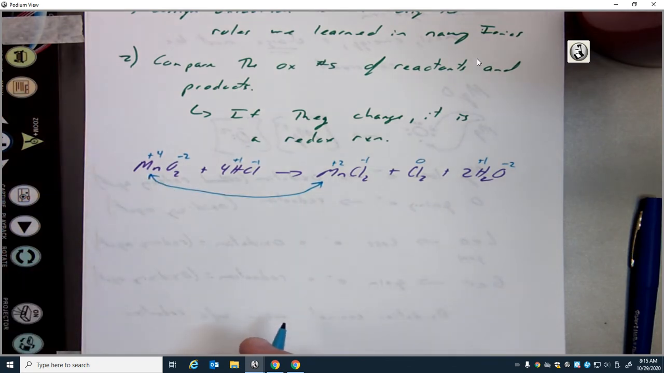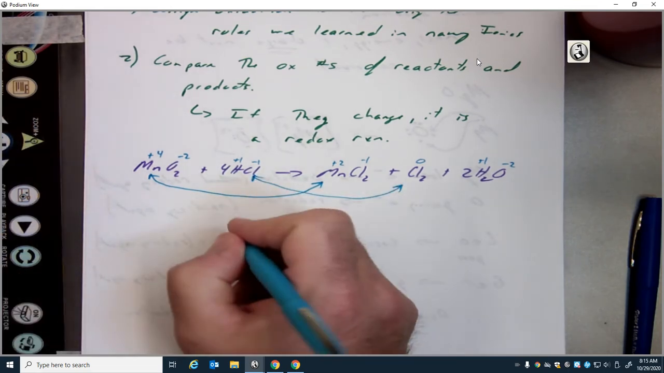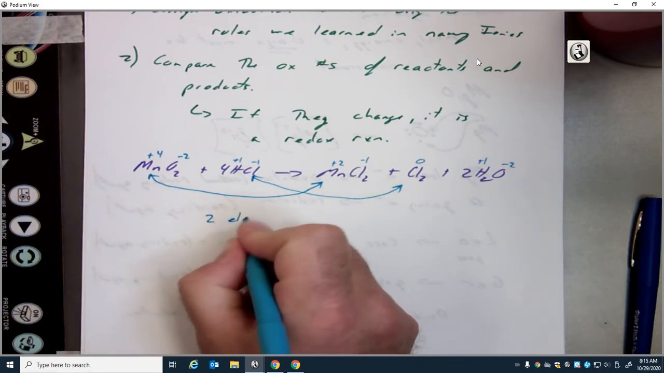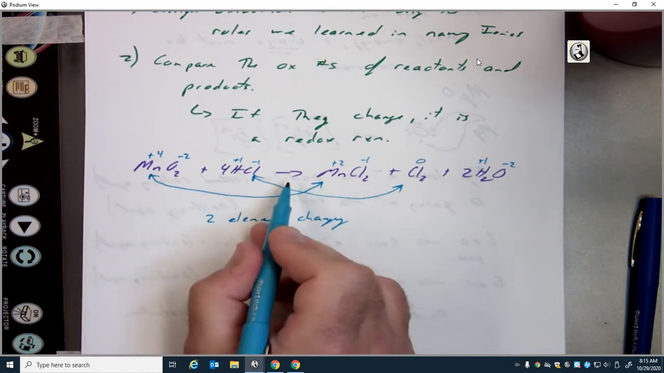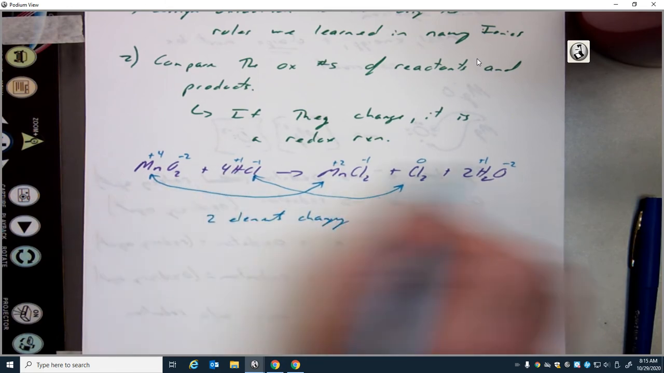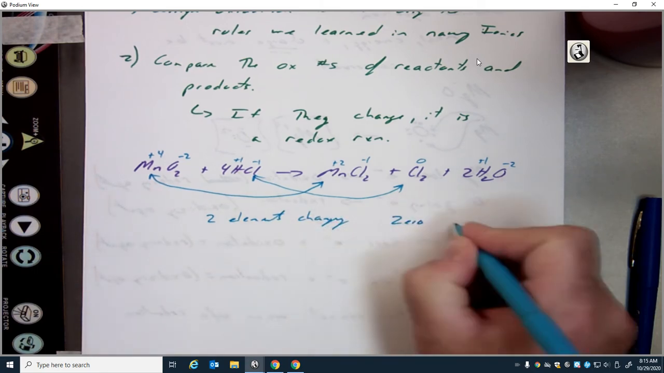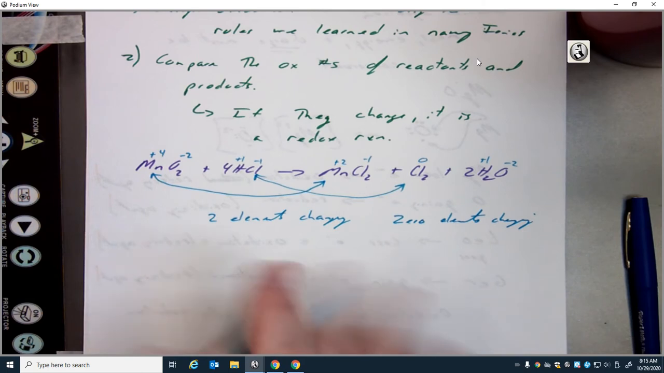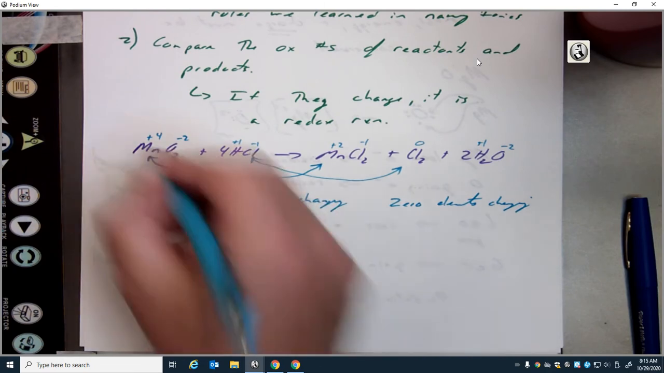Mn is changing, and Cl is changing. Now, you're only going to get 2 changes. You're only going to get 2 elements changing. If you get more than 2 elements changing their oxidation numbers, you assigned your oxidation numbers wrong. You're either going to get 2 or 0 elements changing. Those are your 2 possibilities. All right, so I have 2.